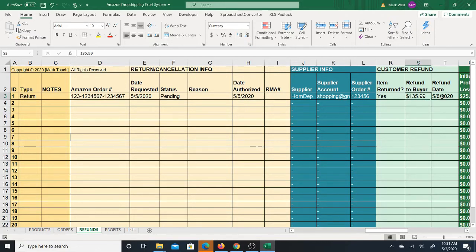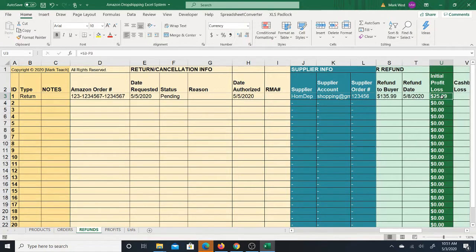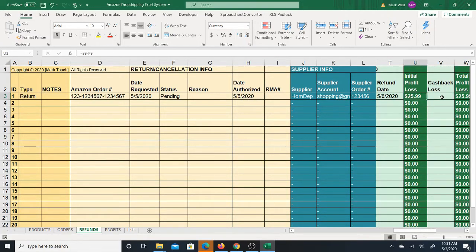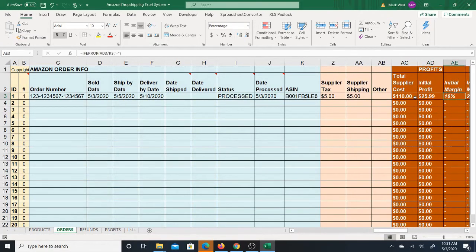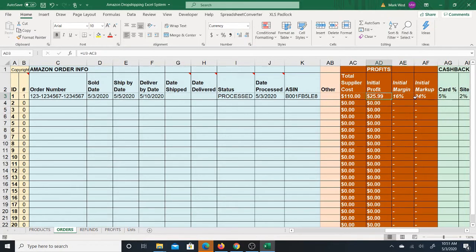Now the question is, how much profit did you actually lose? I need to make you understand what I mean by profit loss. Profit loss means how much did I lose out of the profit I was supposed to get. If you look at the original order, I made an initial profit of $25.99. So when I say profit loss, how much of that $25.99 profit did I lose? That's what I'm looking at.